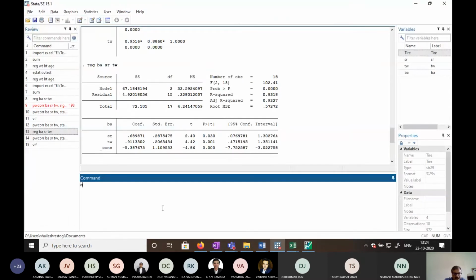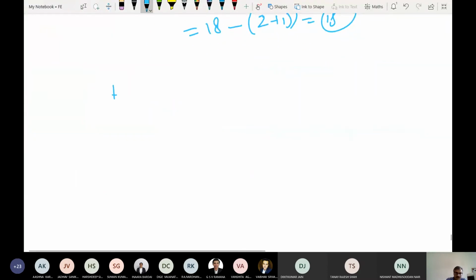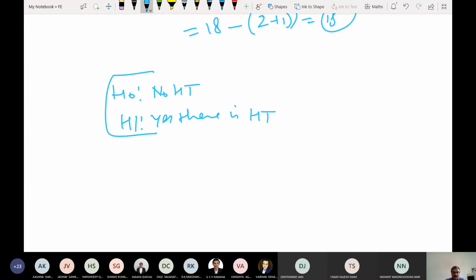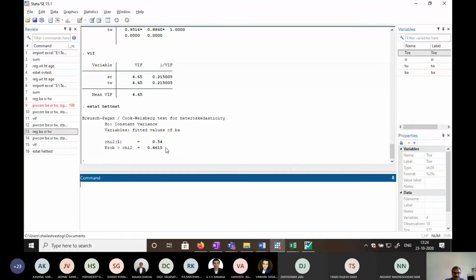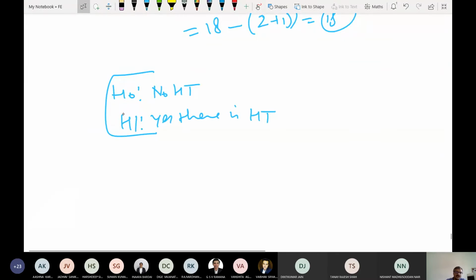Autocorrelation can again be knocked out. We can go for the heteroscedasticity test. What we are finding is that there is no problem of heteroscedasticity. Remember, we have discussed H naught: no heteroscedasticity. H alternate: yes, there is heteroscedasticity. This is the pair of hypotheses we are checking. The p-value of the test is more than 0.05, so I can't reject the null. I have to accept it. So the no-heteroscedasticity assumption, or homoscedasticity, is accepted. No problem of heteroscedasticity in this data.